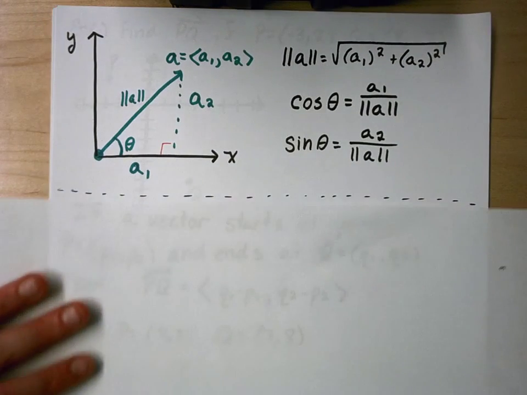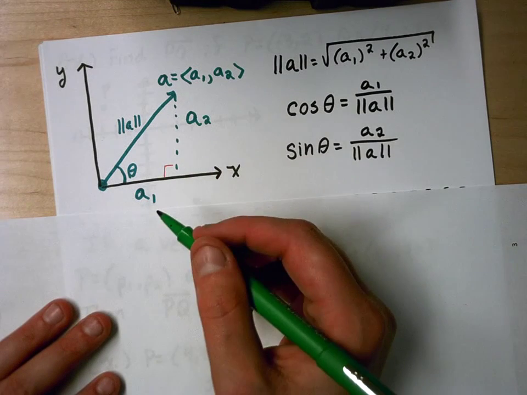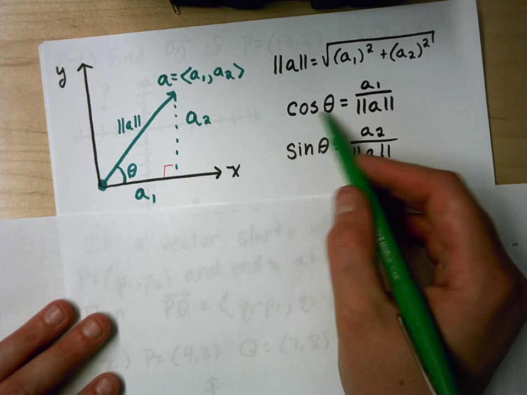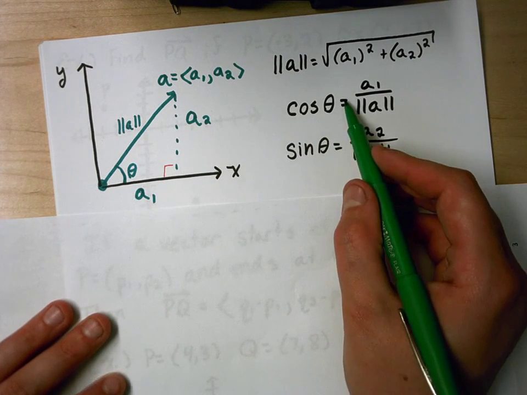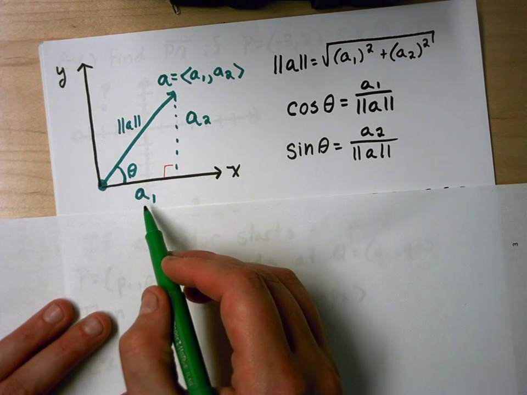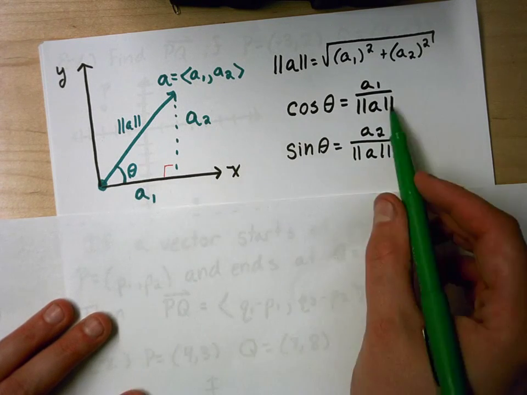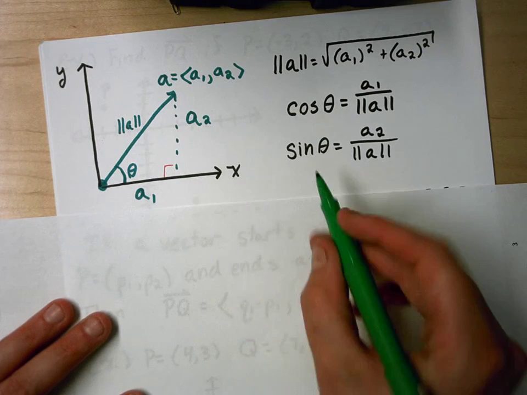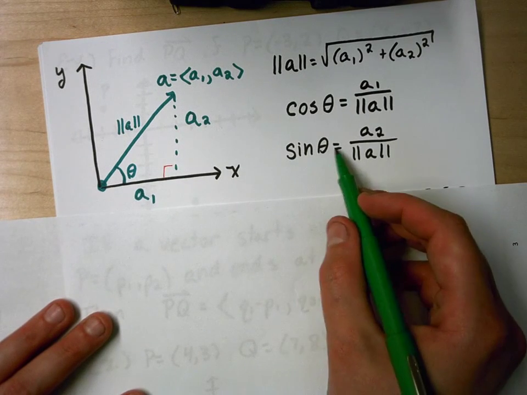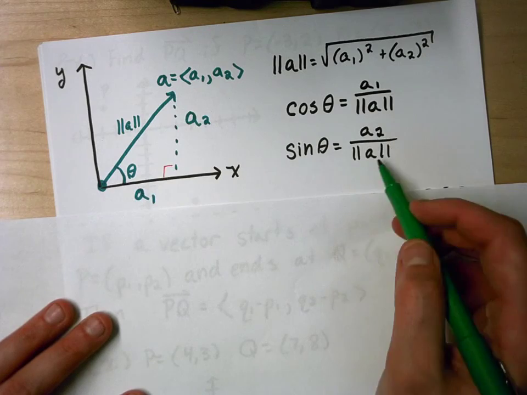Now, if we know this angle here, then the cosine of that angle is equal to our horizontal component, which is A1, divided by the length of the vector, which would be our hypotenuse if we had a right angle here. Same thing with sine of theta, that's going to be the side opposite over hypotenuse, so that's A2 over the length of A.